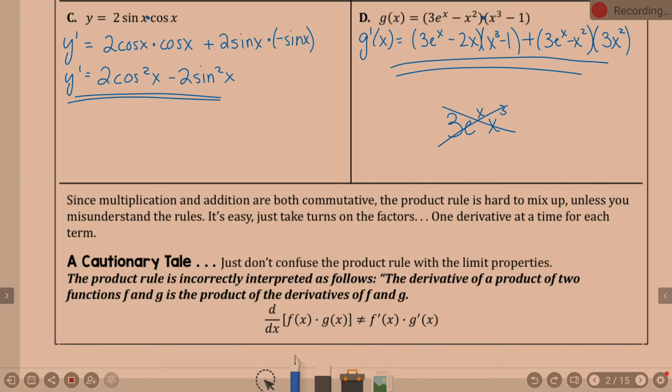Now, word of caution here. Don't confuse the product rule with limit properties. Okay? The product rule is incorrectly interpreted as the derivative of a product of two functions f and g is the product of the derivatives of f and g. In other words, what we cannot just do is say derivative of the first term, derivative of the second term. Okay? That's not how the product rule works.